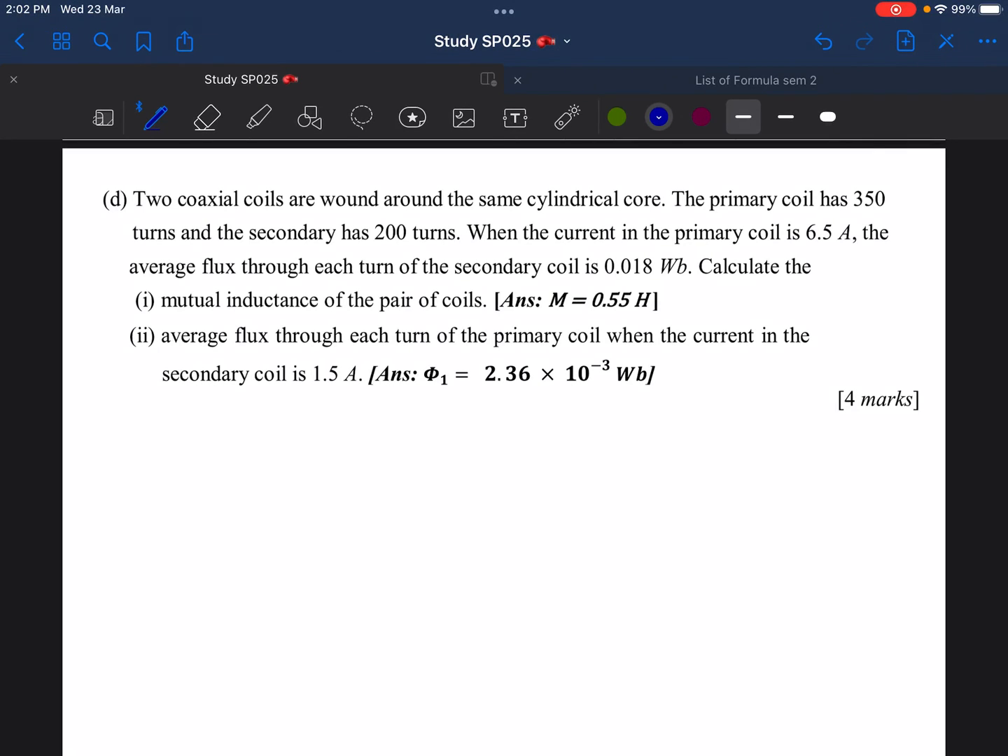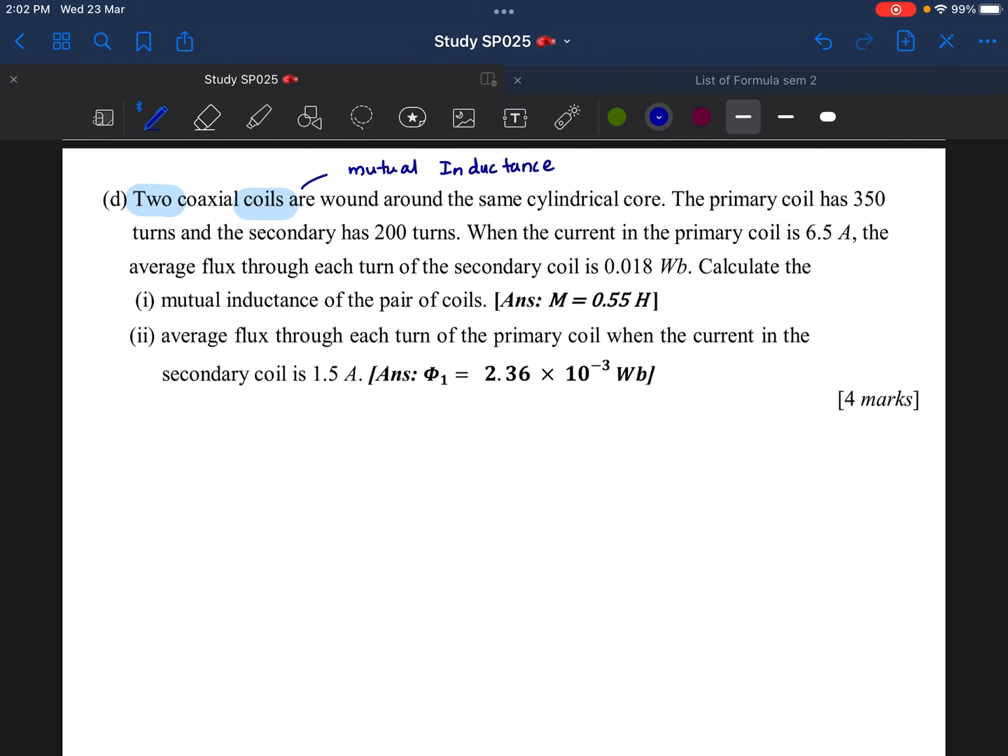Okay, let's try to do question 1D. So let's read the question. Two coaxial coils are wound around the same cylindrical core. Okay, so if you see the words two coils, we know that this is a subtopic on mutual inductance. Mutual inductance sentiasa melibatkan dua coil lah.